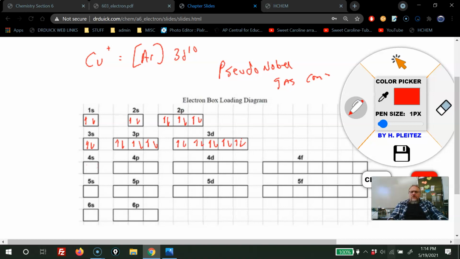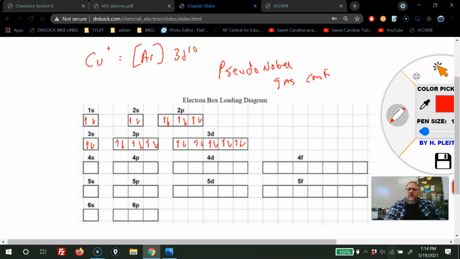And I'm spelling configuration wrong, but figuration. Is this thing in the way? I can't write. Here we go. Okay. Figuration. So it sort of looks like argon, except it's got the d's filled, right? So that's kind of the way it looks, right?